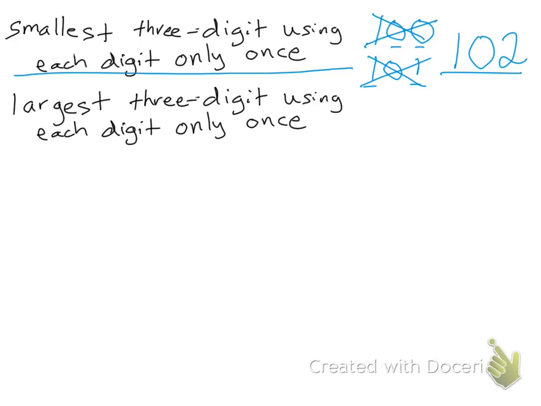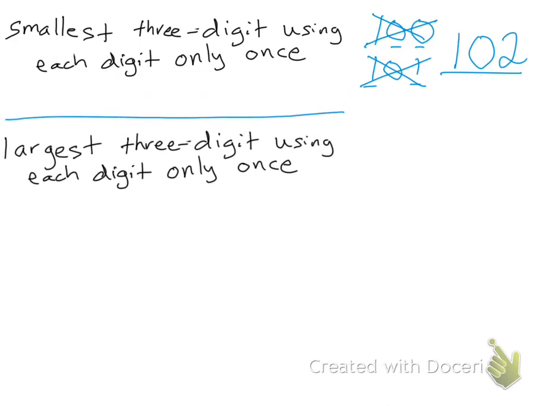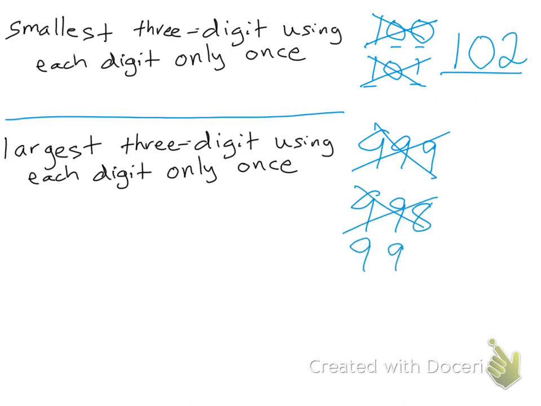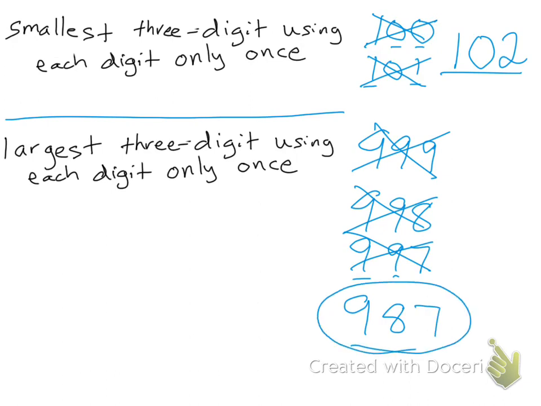Okay, so then what's the largest three-digit number using each digit only once? So the largest number is 999, but that uses a digit more than once. Then I would have 998, but that uses a digit more than once. 997 can't be that because again I'm still using 2 9s. So it's going to have to be 980 something. So it can't be 989, and it can't be 988. That uses it twice. So the largest three-digit number has to be 987 if I want to use the digits only once.